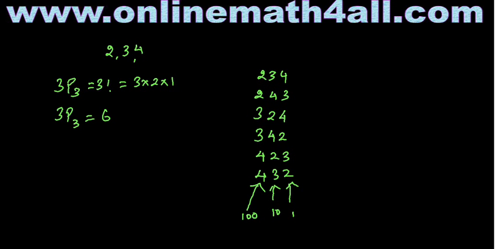How can we know in other problems how many times each digit will be repeated? It's very simple. We just have to divide the total number of numbers by the number of given digits. In this problem the total number of numbers is 6, and the number of digits given is 3. When you divide 6 by 3, we get 2. So from this it's very clear that in all the 6 3-digit numbers, 2 will be repeated twice, 3 will be repeated twice, 4 will be repeated twice.